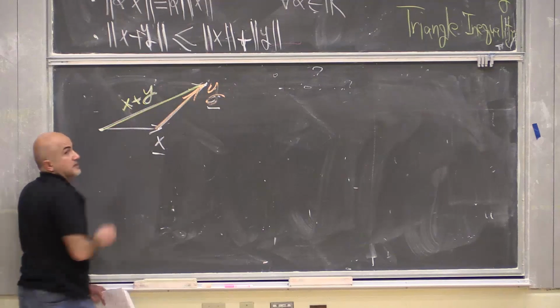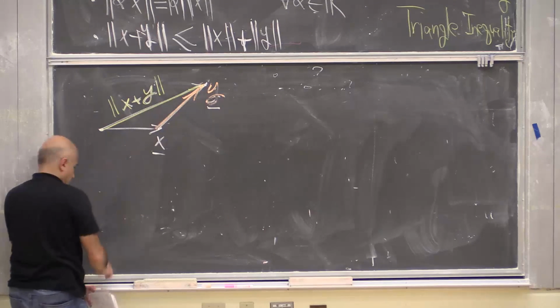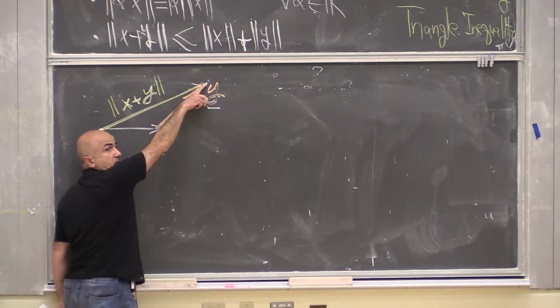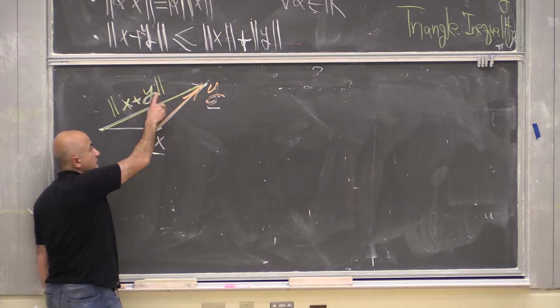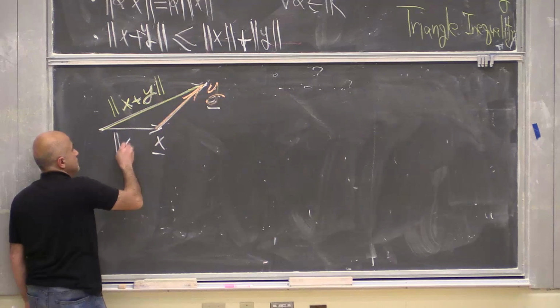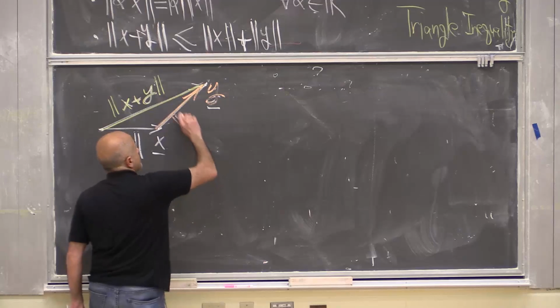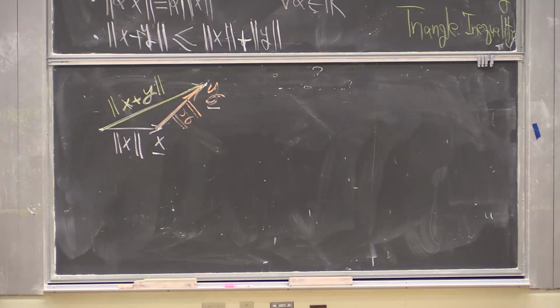So the triangle inequality simply says that when you look at this triangle, the length of the sum of the two vectors, the length from here to here, which is x plus y, is less than or equal to the length of x and the length of y. So geometrically, that's how you picture it.